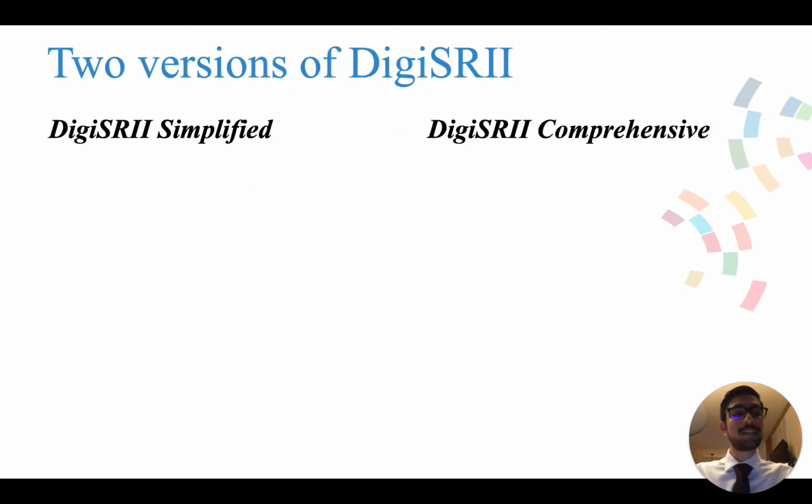A comprehensive and a simplified version of DigiSRII have been developed owing to issues in data availability. The comprehensive version, which is more data intensive, covers 13 of the 53 regional ESCAP member and associate member states. The simplified version, which only features a subset of indicators in DigiSRII for which data is available, covers 24 economies in Asia and the Pacific.